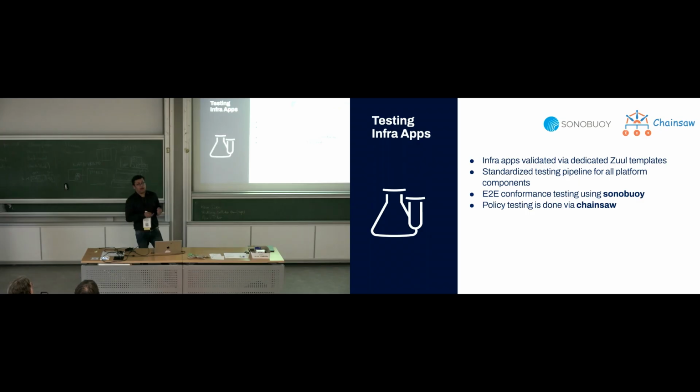We also have a more comprehensive version of this test, which will run things like conformance tests to ensure our Kubernetes cluster conforms to the upstream standard. We also run things like policy testing because we use Kyverno to deploy policy. So we use Chainsaw to basically test our policy behaviors and things like that. We also have a standardized testing pipeline to ensure all these small components adhere to a strict standard.